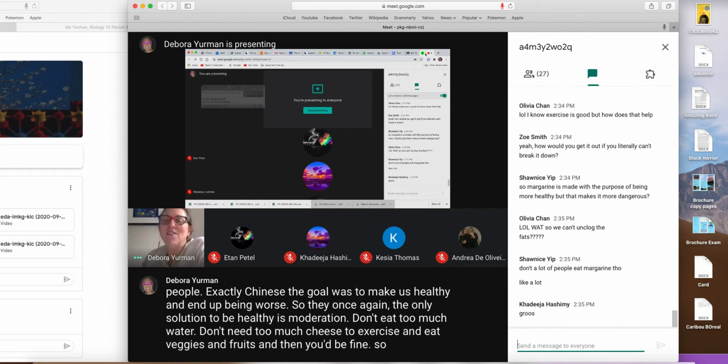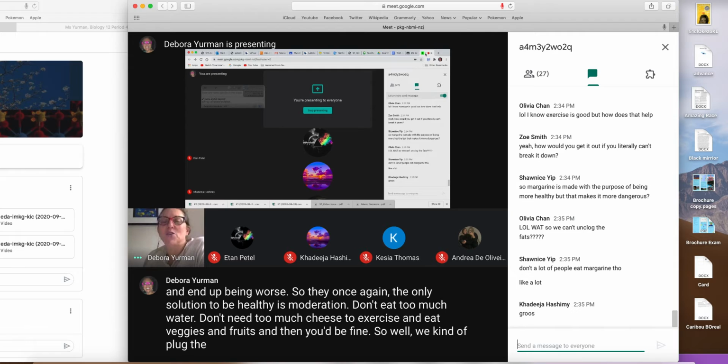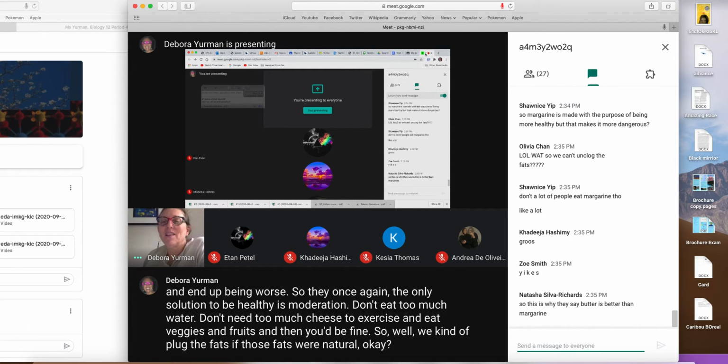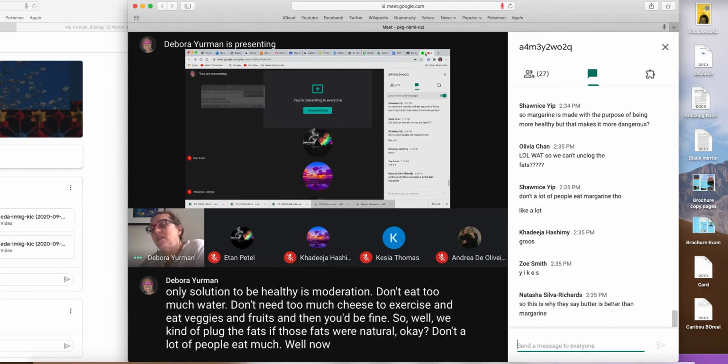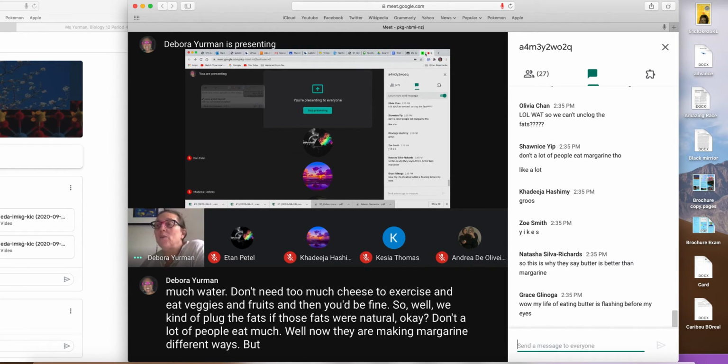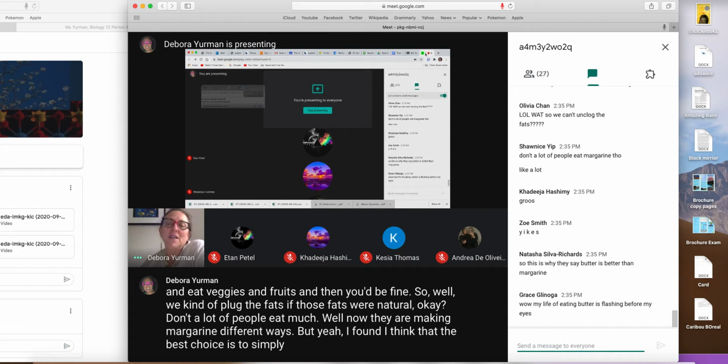Well, we can unclog the fats if those fats were natural. Okay. Don't a lot of people eat margarine? Well, now they are making margarine in different ways, but yeah, I think that the best choice is to simply not eat too much butter and just eat olive oil and healthy oils.